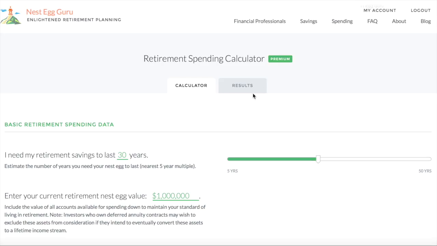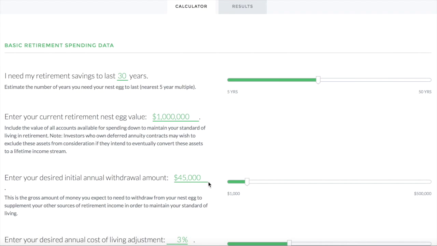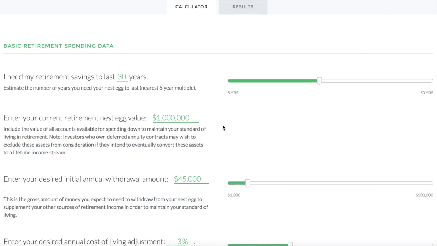NestEggGuru also features an intuitive design, but it is a bit more sophisticated in terms of the number of inputs it allows users to enter. As you can see, I have pre-populated the inputs to be as analogous as possible to what we entered in Vanguard. We have the same 30-year time horizon, a $1 million initial nest egg, and a $45,000 initial withdrawal amount. One difference, however, is that the Vanguard app internally simulates the annual inflation adjustment, while NestEggGuru allows users to test on their own how different annual cost of living adjustments may impact sustainability.